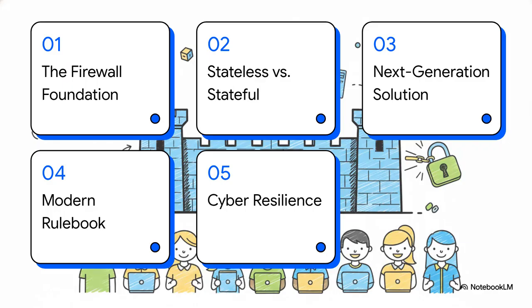So, here's our game plan for today. We'll start with the firewall foundation, then get into the key difference between stateless and stateful filtering. From there, we'll jump into the power of next-gen solutions. Then, we'll get our hands dirty with some modern rule sets, and finish up by taking a step back to look at the big picture, building true cyber resilience.